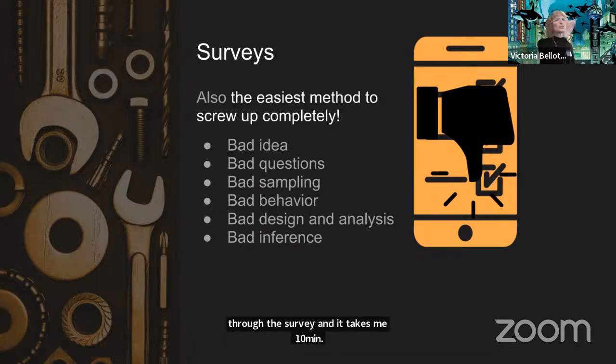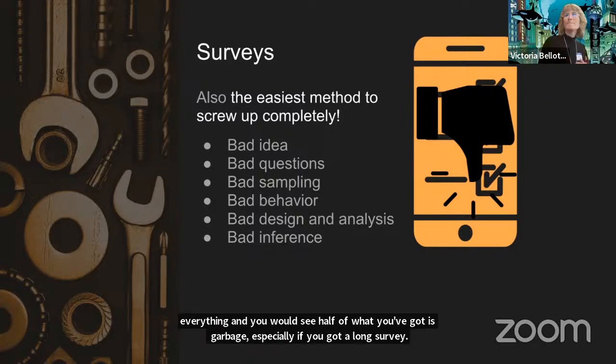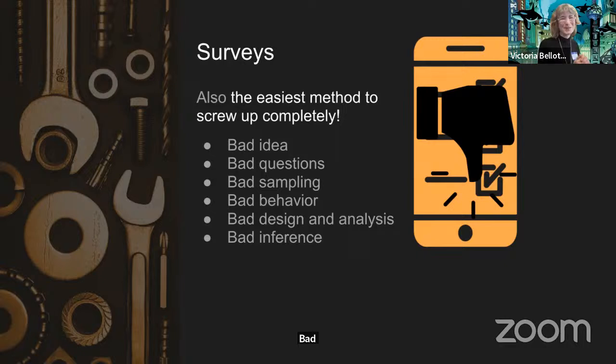And what do you see? Straight lining. You see this Christmas tree pattern. You won't spot that easily, and I would conditionally color code everything. You would see half of what you've got is garbage, especially if you've got a long survey. How do you feel about long surveys? Don't do them.